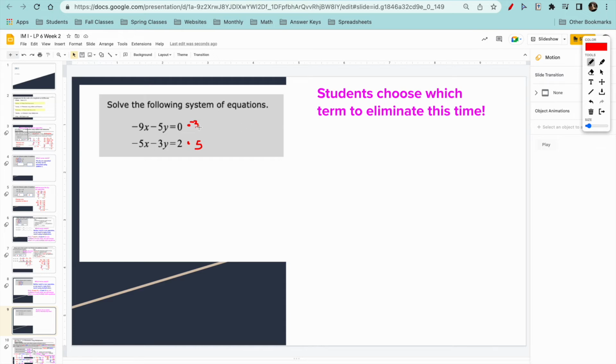So if I go -3 times -9, I get positive 27x. And then -3 times -5y, I get positive 15y. Wrote that funny. Equals, and -3 times 0, well, that's just 0.